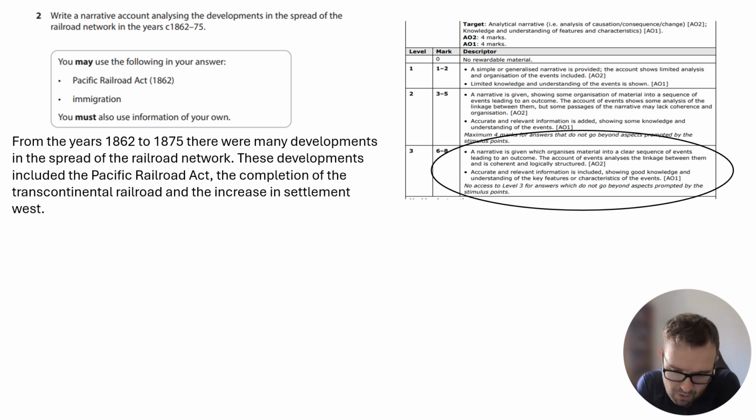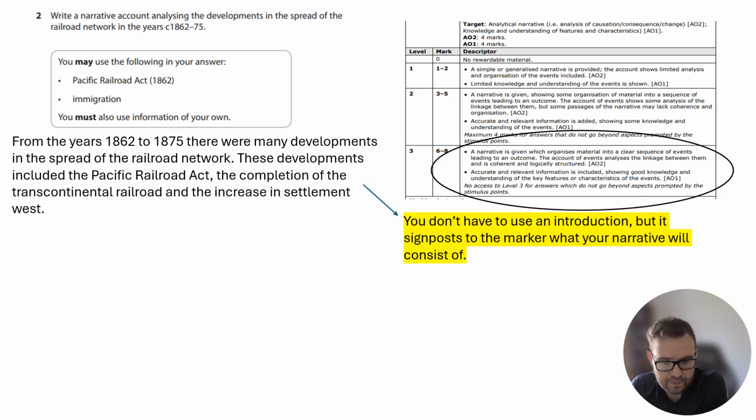So I know I've said in class that I don't tend to read the introductions much, but it does help you structure them yourself. So I'd use an intro, it's like a mini plan for yourself. So from the years 1862 to 1875, there were many developments in the spread of the railroad network. These developments included the Pacific Railroad Act, the completion of the Transcontinental Railroad, and the increase in settlement west. So that's going to be the structure we're going to use.